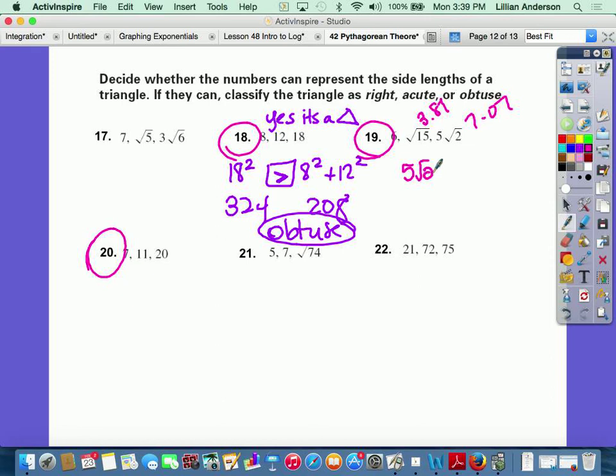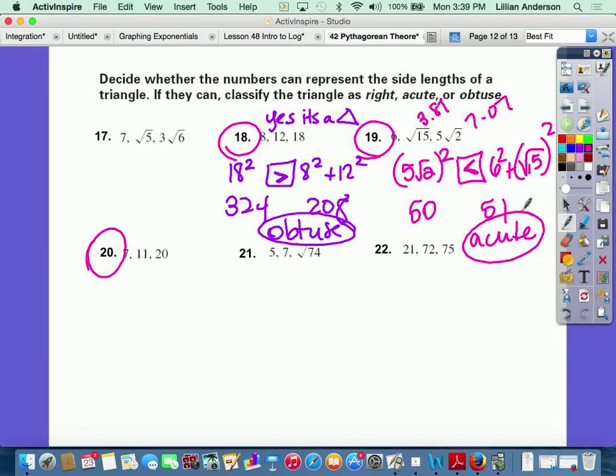My longest side is 5 square root of 2, so that's going to go on the side by itself. And then 6 squared plus the square root of 15 squared is going to go on the right. Well, I just did 5 square root of 2 squared on the other page, so that's 50. And over here, 6 squared plus the square root of 15 squared is 51. C squared is less than a squared plus b squared, so this is acute.